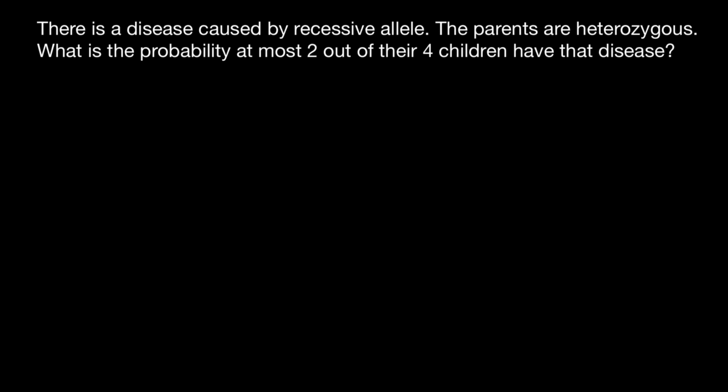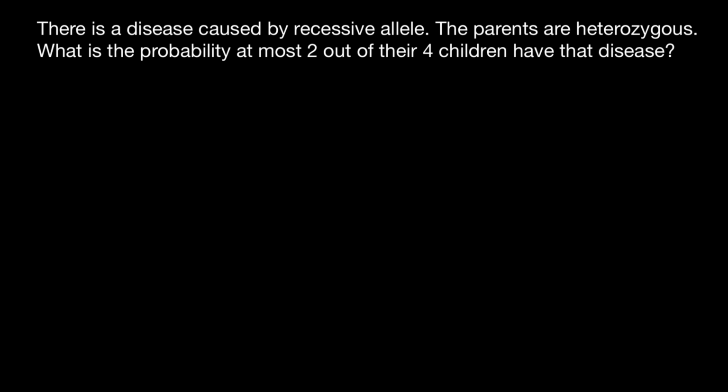There is a disease caused by a recessive allele. The parents are heterozygous. What is the probability that at most 2 out of the 4 children will have this disease? How many variants may this family have?